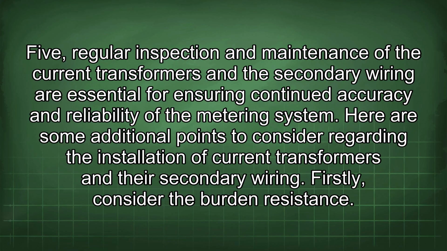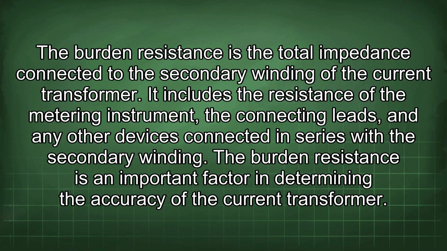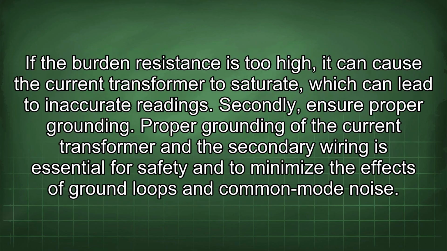Firstly, consider the burden resistance. The burden resistance is the total impedance connected to the secondary winding of the current transformer. It includes the resistance of the metering instrument, the connecting leads, and any other devices connected in series with the secondary winding. The burden resistance is an important factor in determining the accuracy of the current transformer. If the burden resistance is too high, it can cause the current transformer to saturate, which can lead to inaccurate readings. Secondly, ensure proper grounding.